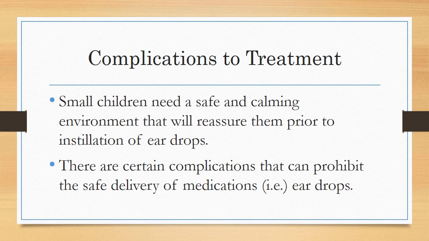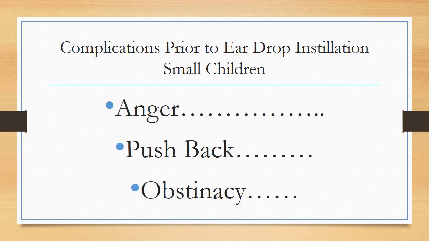Treatment measures for otitis externa can be difficult for a small child to understand. They really need a safe and calm environment that will reassure them before administration of eardrops. So there are always certain complications that can prohibit the safe delivery of medications. So I'm going to go over a few of those complications right now. Small children might demonstrate anger or some pushback or obstinacy in regard to eardrop administration.